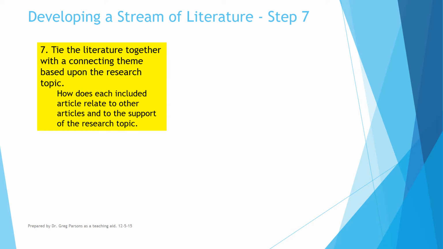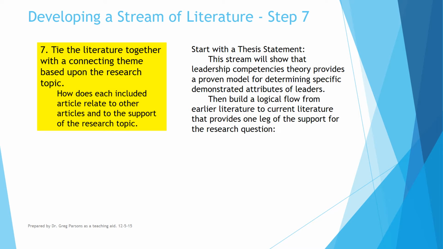Now we've got a fairly specific direction we're going. We're going to tie the literature together by explaining through the use of the article how it relates to the other articles and how it supports the research topic. And you do this by starting with a thesis statement that says this stream of literature will show that leadership competencies theory provides a proven model for determining specific demonstrated attributes of leaders. And then we're going to build a logical flow from earlier literature to current literature. That provides one leg of the literature streams that we need.